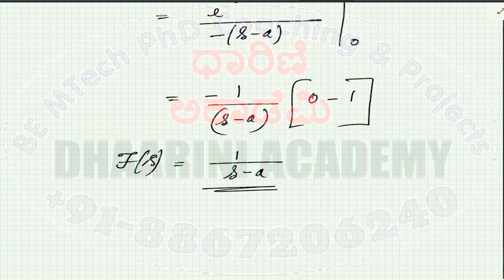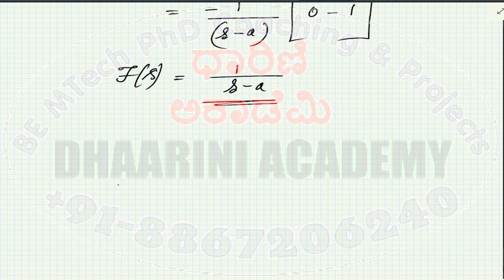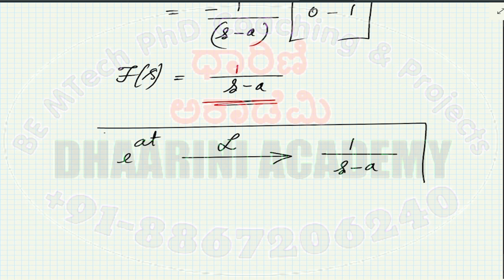So that leads us to the second entry in our table. The entry you are going to make will be like this: on one side I have the function e to the at, and its Laplace transform will be 1 divided by s minus a. Okay, entry number 2.